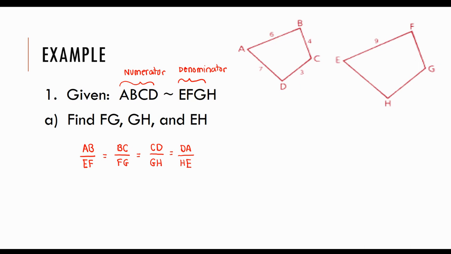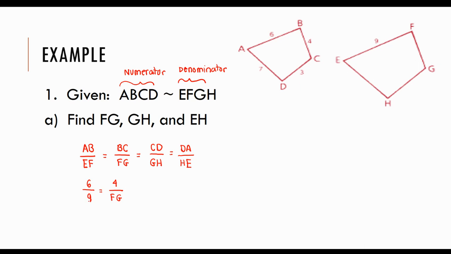Now what we want to do is start plugging in the numbers for what we know. Well, I know that AB is 6. I know that EF is 9. I know that BC is 4, and notice that I do not know what FG is. So I can ignore the other 2 ratios for a second because here we have a proportion just like we did in the first section, and we can solve a proportion by cross multiplying.